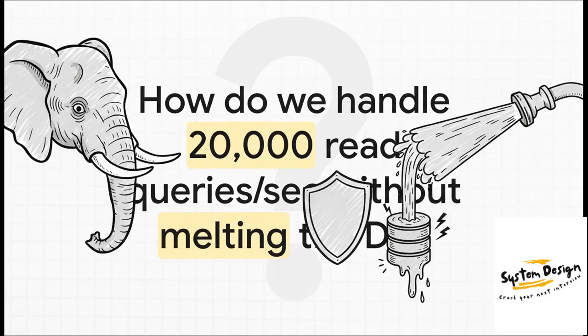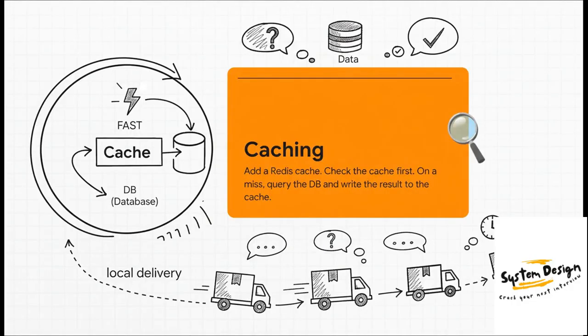Okay, nearby is fixed, but we still have that elephant in the room. 20,000 read queries every single second. This is the biggest challenge of the whole design. How on earth do we shield our database from this absolute fire hose of requests? The answer, as it so often is in system design, is caching. We're going to stick a super fast, in-memory database like Redis right in front of our main database. It's like a short-term memory for our service.